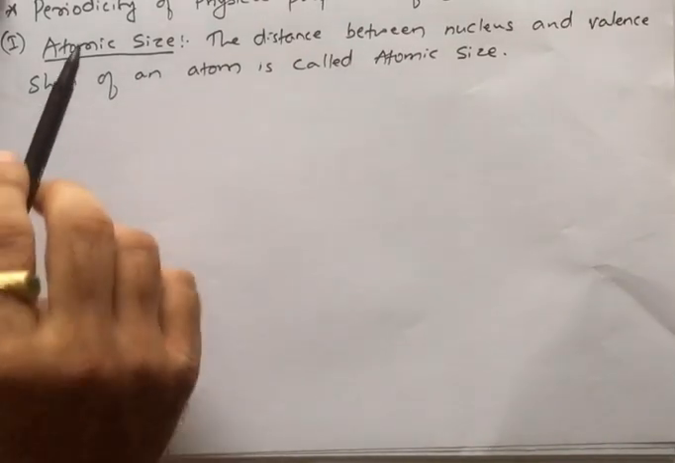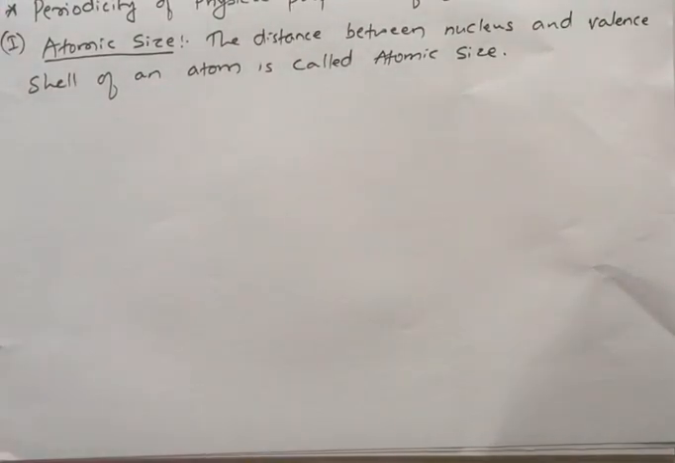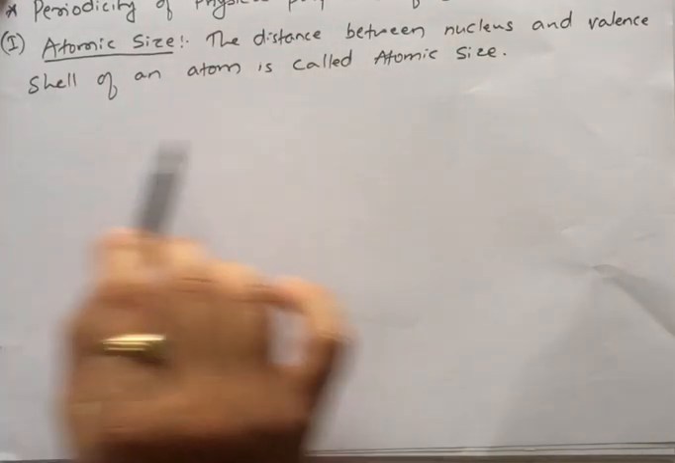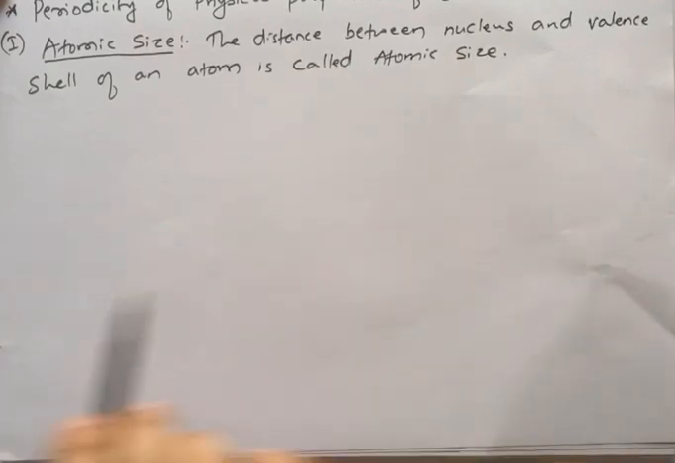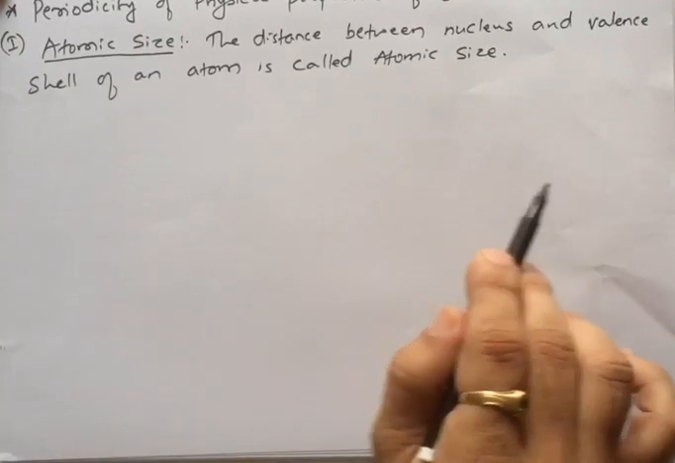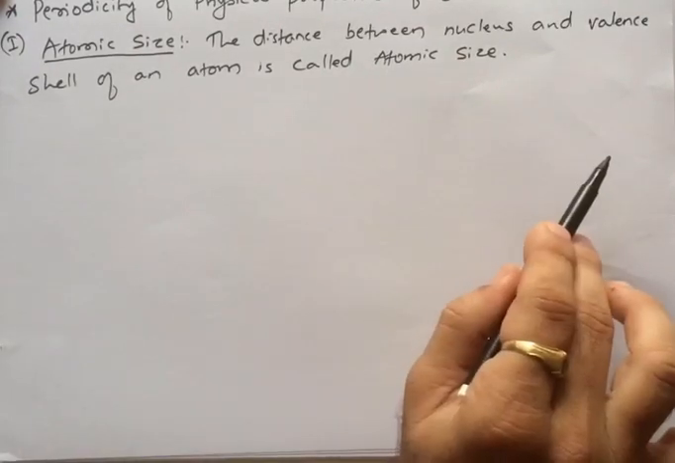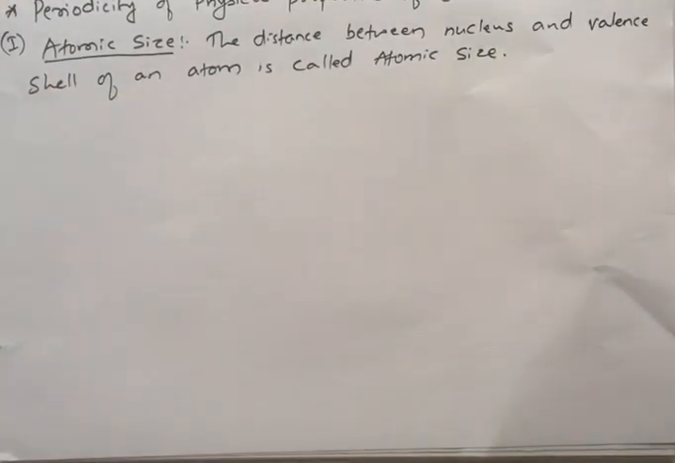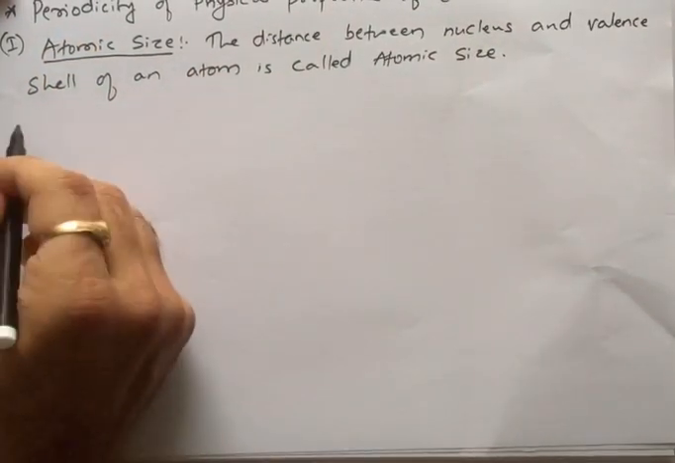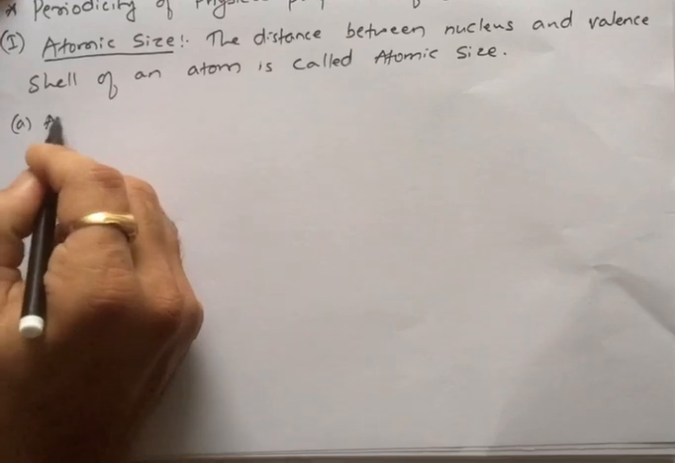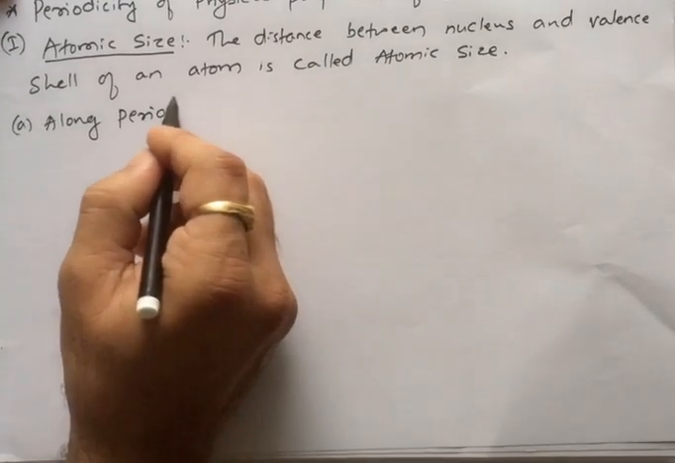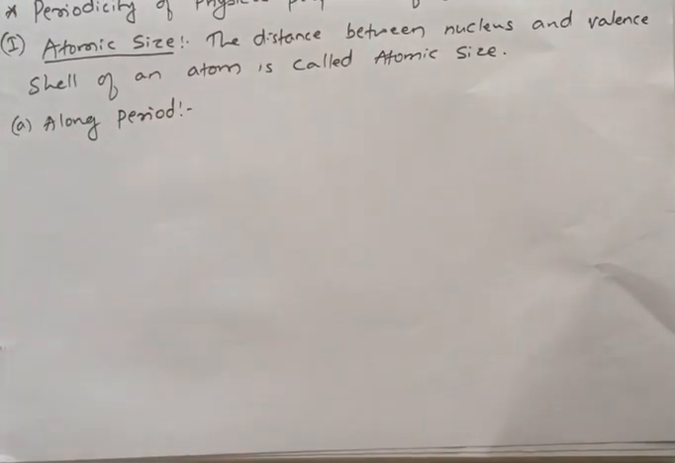So what happens to the atomic size in a periodic table? Means what happens to the atomic size along the period, in rows, as we move from left to right along the row, or what happens to the atomic size from top to bottom along the group of the periodic table. So first we will discuss along period.